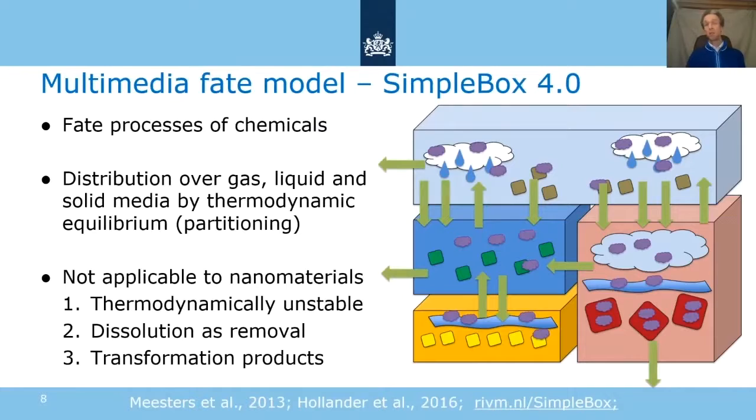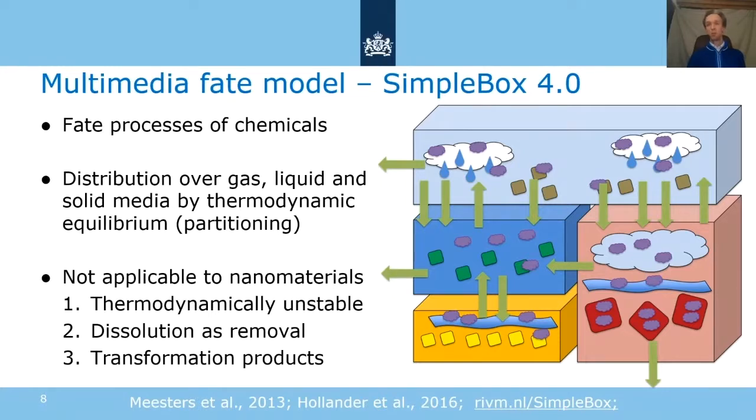Now, why would we need to make this model fit for nanomaterials? Well, the conventional Simplebox, or Simplebox 4, is fit for use with chemicals, but these are dissolved, for example, organic compounds, and they distribute themselves between the gas, liquid, and solid media. And this is described using thermodynamic equilibria with partitioning coefficients and so on. So for nanomaterials, it was found that because they are a particle, they're solid, they are thermodynamically unstable. So they will not follow partitioning coefficients known for, let's say, other compounds.